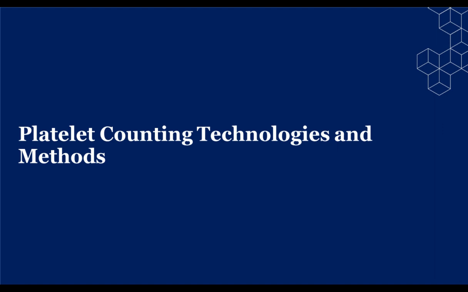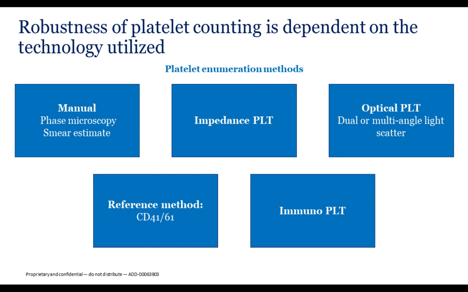Platelet counting technologies and methods. Platelet technologies and methods include the following. Manual phase microscopy and smear estimates are considered to be direct methods of platelet counting. The impedance platelet count, which is routinely used in the laboratory, as well as optical platelet counting, which can include such things as dual optical angle light scatter, fluorescence, and multi-angle light scatter.